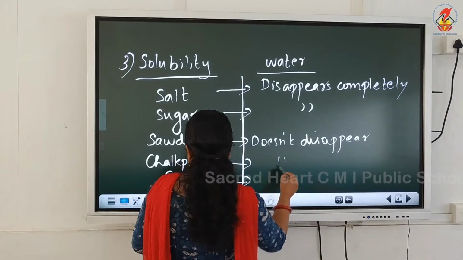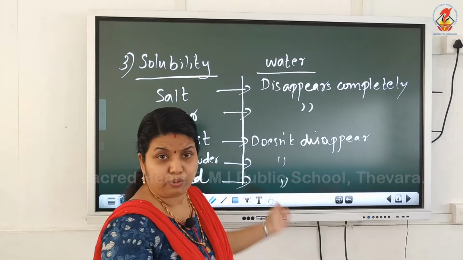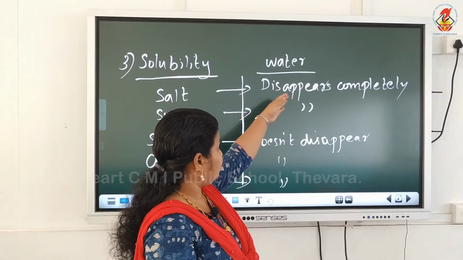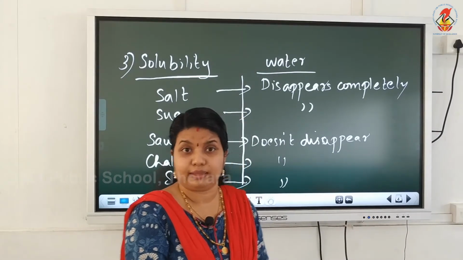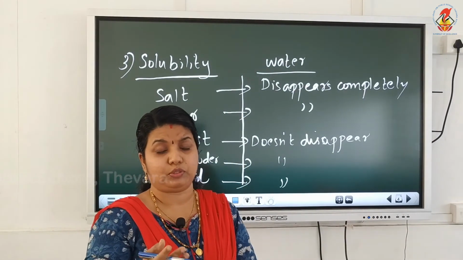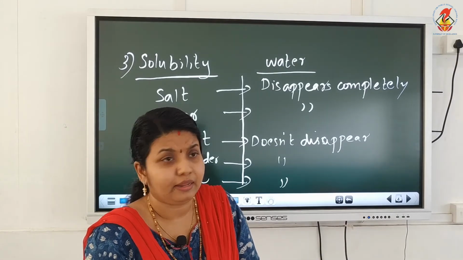Then chalk powder also, it will not disappear in water. Sand also. All these can be used. Sawdust may not be available to you, but salt, sugar, sand will be available to you. If chalk is there, you can make powdered chalk and try to dissolve it in water. You will see that it will not disappear in water.